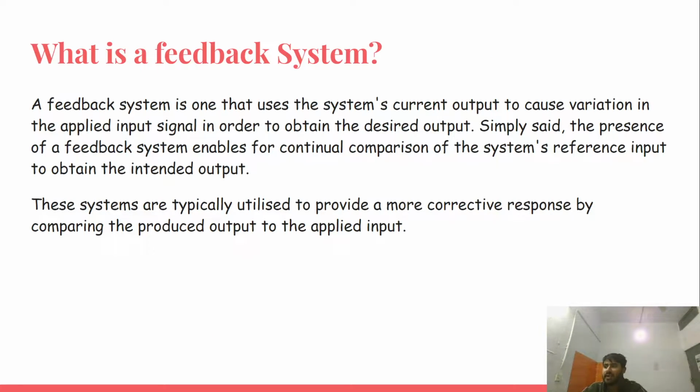Well, to begin with, let us ask ourselves a question: what exactly is a feedback system? A feedback system is one that uses the system's current output to cause variation in the applied input signal in order to obtain the desired output. Simply said, the presence of a feedback system enables a continual comparison of the system's reference input to obtain the intended output. These systems are typically utilized to provide a more corrective response by comparing the produced output to the applied input.